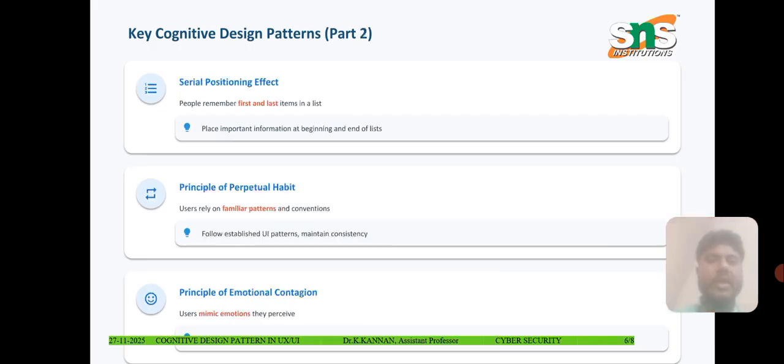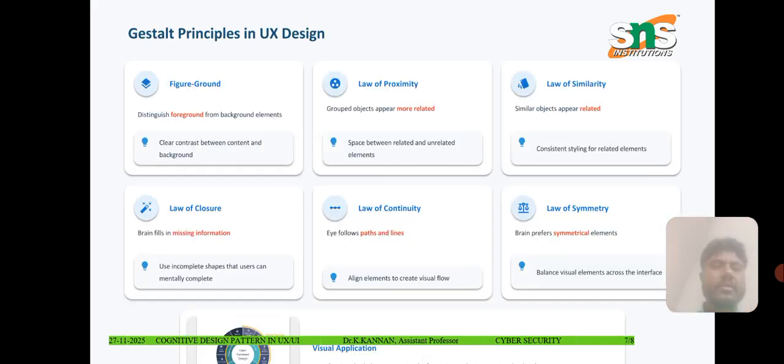Part 2 of key cognitive design patterns is the serial position effect, which places important information at the beginning and end of a list, and the principle of habit. Users rely on familiar patterns and conventions, so follow established UI patterns and maintain consistency. Next is the principle of emotional contagion, where users mimic the emotion they perceive. That is part 2.